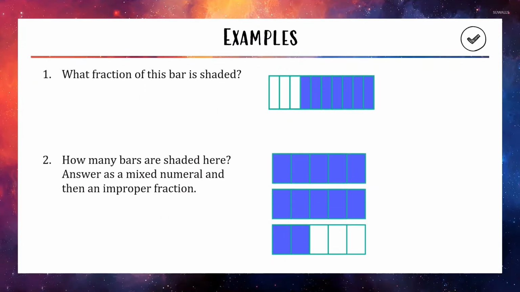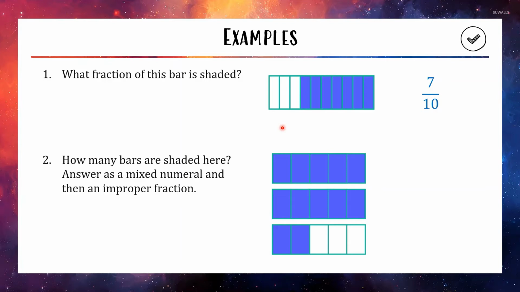Okay, here we've got a couple of quick examples. The first one is asking us what fraction of this bar has been shaded or colored in. So let's have a look. We've got 1, 2, 3, 4, 5, 6, 7 pieces colored in. We've got 3 pieces not colored in, so there must be 10 in total. So our fraction of the blue piece is going to be 7 out of 10, like this fraction.